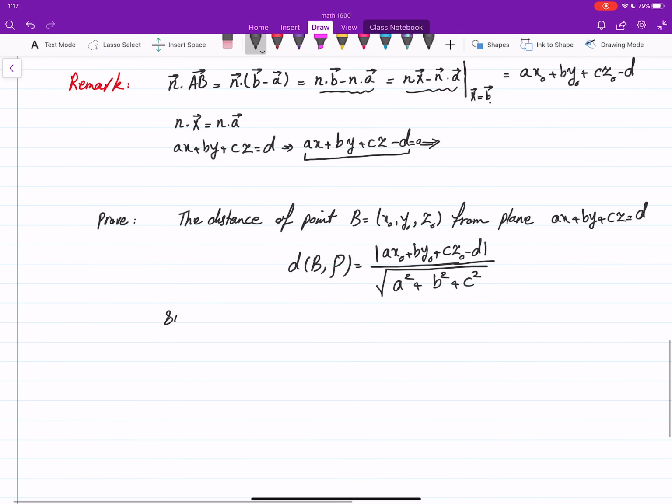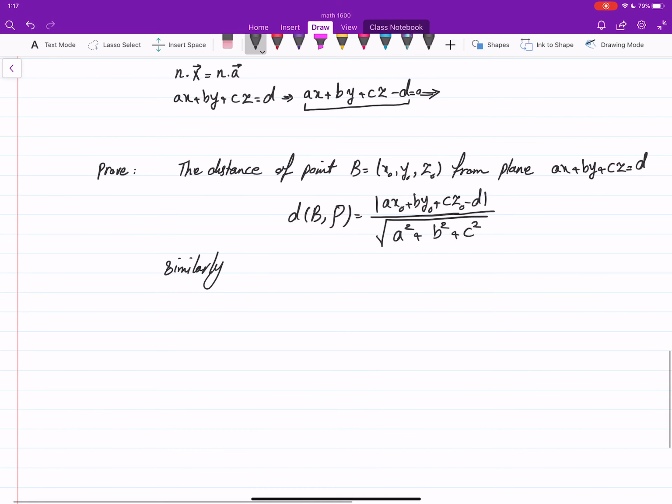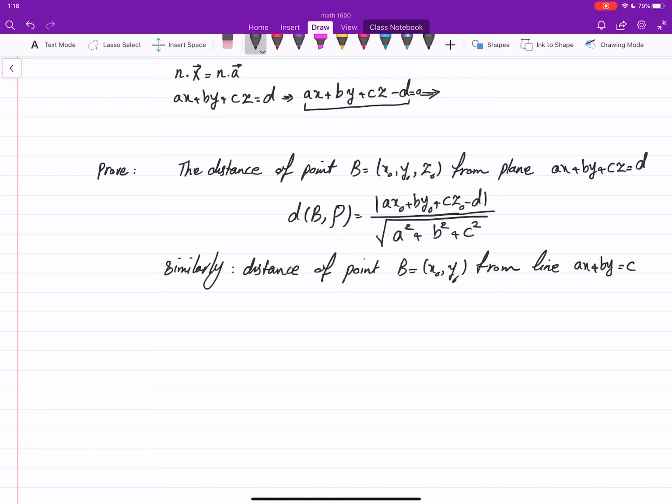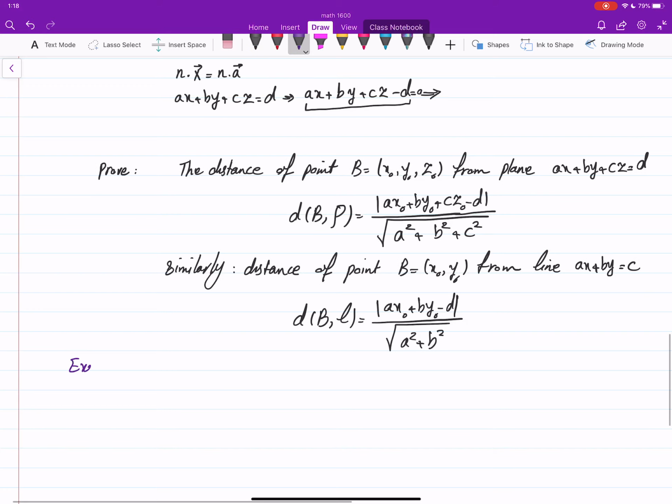And similarly, we have the distance of point B x0 y0 from the line ax plus by equals c is given by the absolute value of ax0 plus by0 minus c over the square root of a squared plus b squared. Well, in the examples we had, we can apply this formula. These are two new formulas, special cases of what we had.